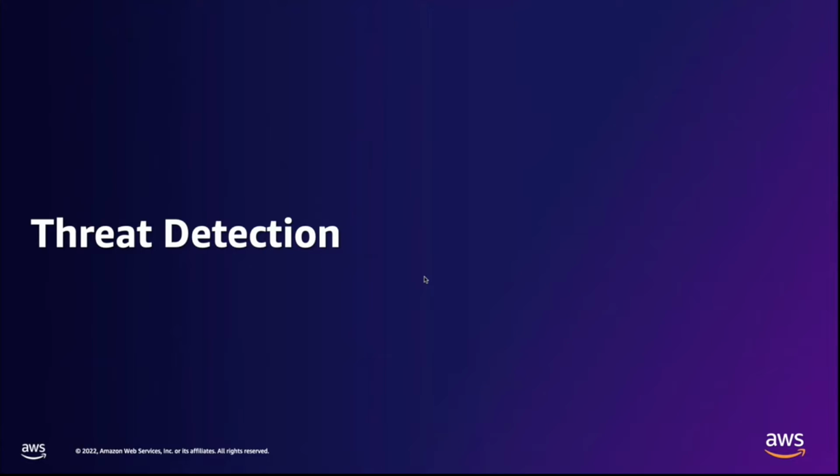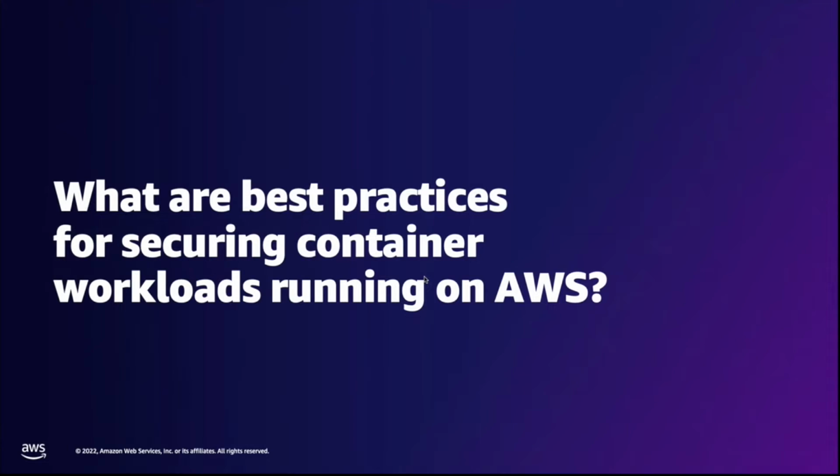So we spoke about ways individuals, attackers may be exploiting a container image or a host or your networking or your cluster, whatever. But what are the ways we have to automate and to do this through a streamlined process? So what are the best practices for securing container workloads running on AWS?